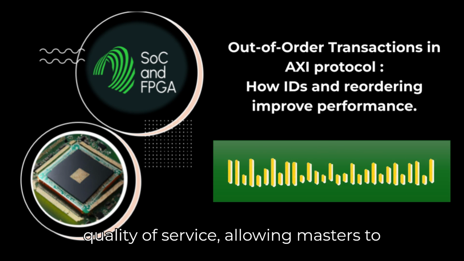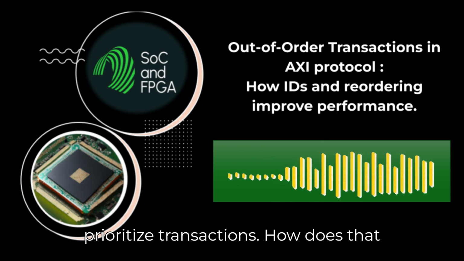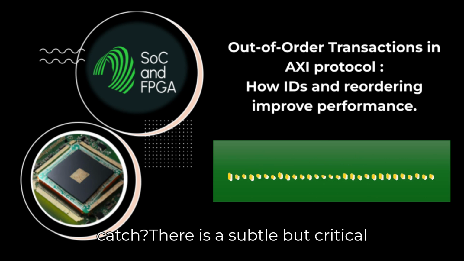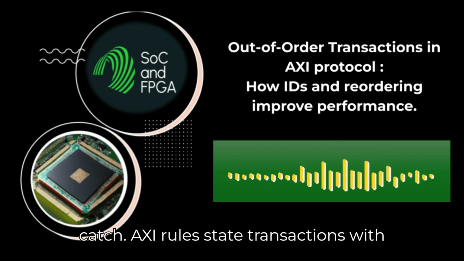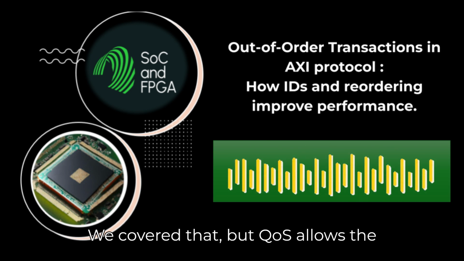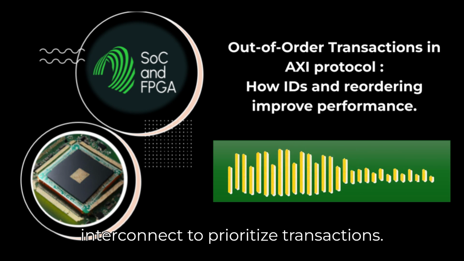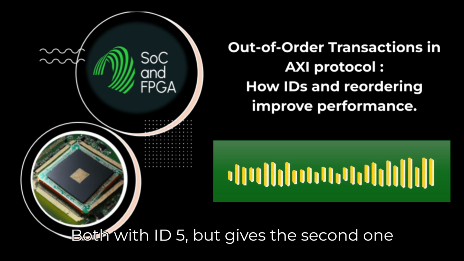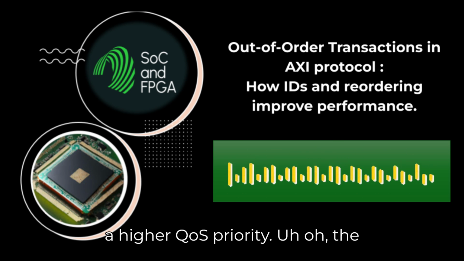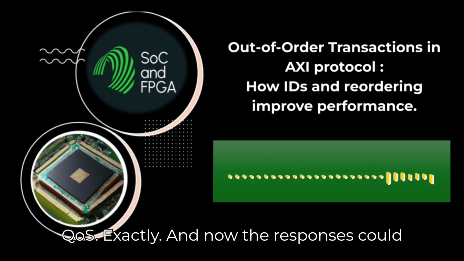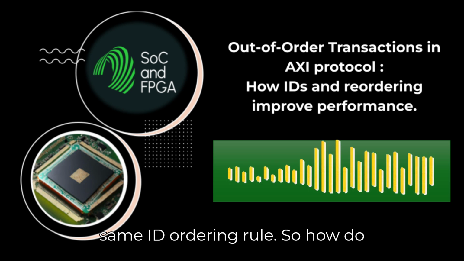You mentioned QoS, quality of service, allowing masters to prioritize transactions. How does that interact with OO and IDs? Is there a catch? There is a subtle but critical catch. AXI rules state transactions with the same ID must complete in order. Right, we covered that. But QoS allows the interconnect to prioritize transactions. So what if a master issues two writes, both with ID 5, but gives the second one a higher QoS priority? Uh-oh. The interconnect might reorder them based on QoS. Exactly. And now the responses could come back out of order, violating the same ID ordering rule.